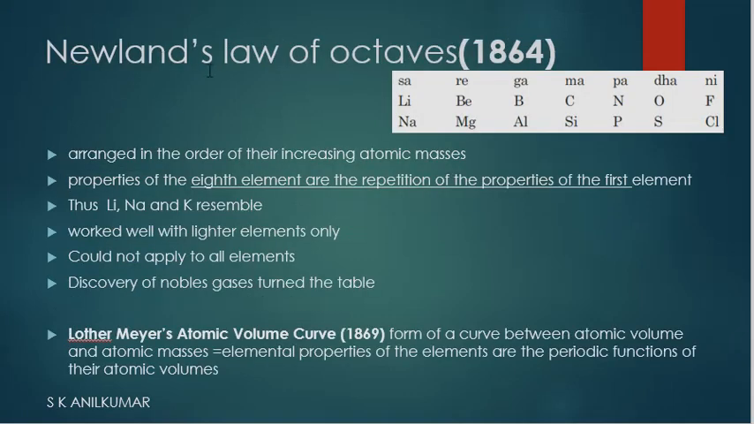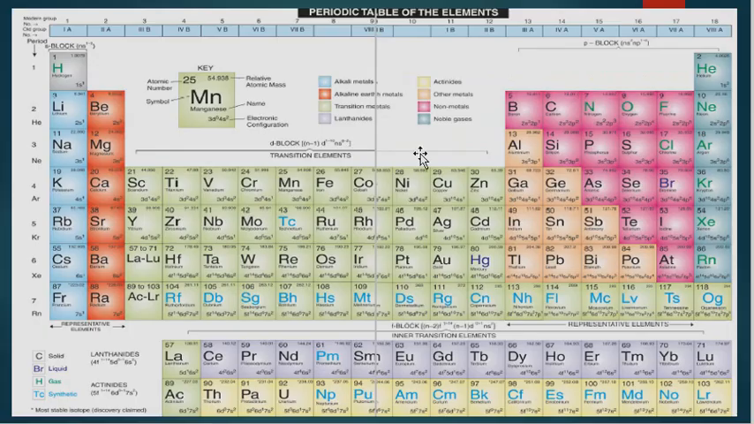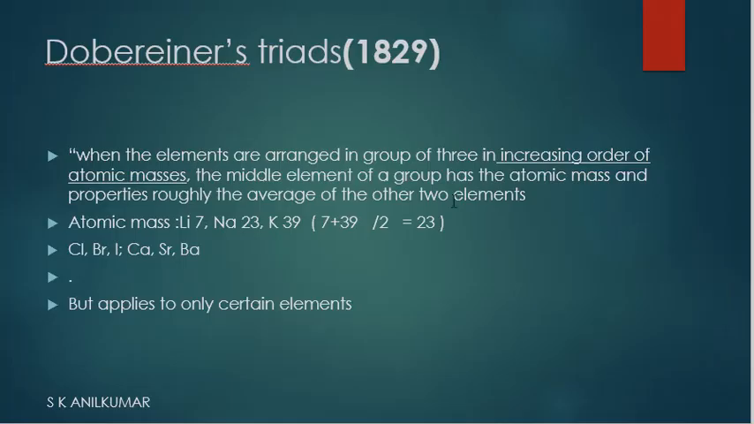Then came Newlands' law of octaves. Octaves means what? The 8 notes of music. For example, in the Indian system, sa, ri, ga, ma, pa, da, ni, sa, and then you have lithium, beryllium, boron, carbon, nitrogen, oxygen, fluorine. So, Li, Be, B, C, N, O, F. Like that it was arranged.